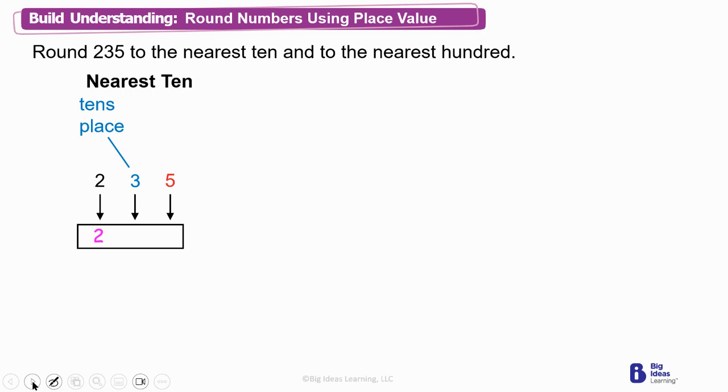The 3 is the number that I'm going to change. So I'm going to leave my 2 and now I'm going to look at my 5. Remember, draw a circle around it. This is the number I'm looking at. That number is a 5. That 5 tells me that I am going to make the 3 become a 4. And the 5 now becomes a 0. So 235 rounded to the nearest 10 is 240.